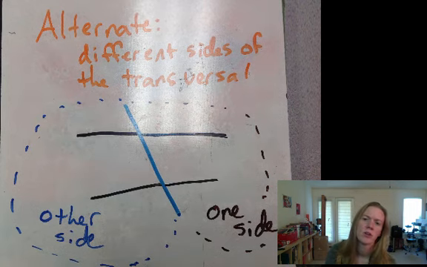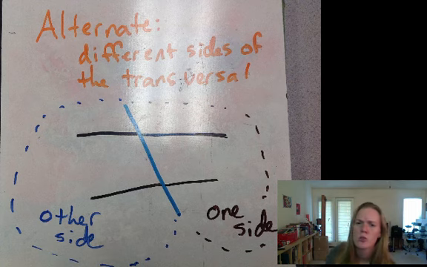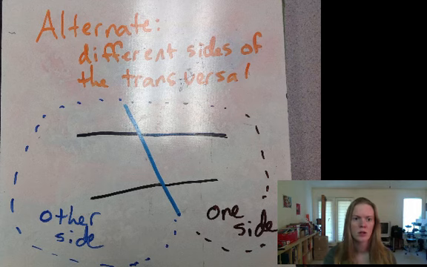Alternate means that we've got two angles that are on different sides of the transversal. So if you look at the blue line, that's our transversal. We have one side on the right and the other side on the left.